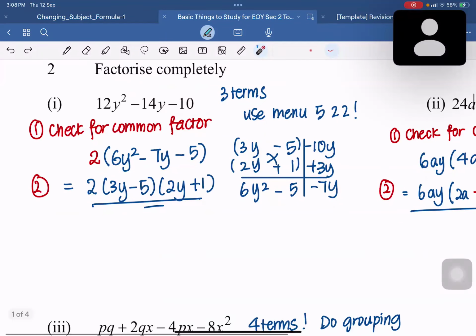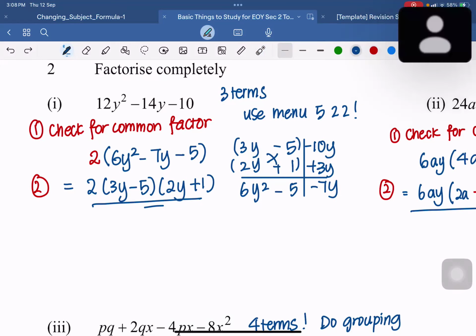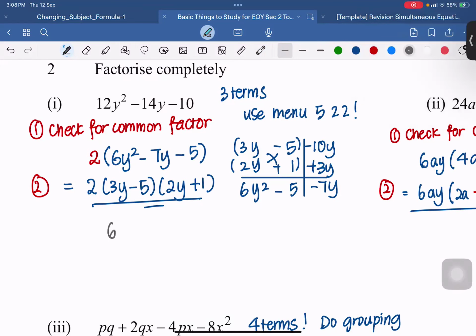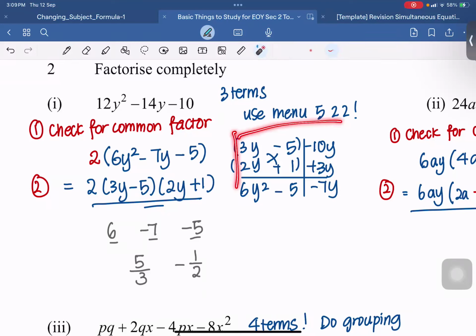Now, do you all know how to use your calculator menu 5 2 2 to get the answer? For this question, this is 6y squared, negative 7y, negative 5. If you press your calculator menu 5 2 2, then the A is 6, you press equal, negative 7 equal, negative 5 equal. Then when you press equal, there will be 2 answers. One of them will give you 5/3, the other one will give you negative 1/2. Now, what do these numbers mean? I need to plug them into my working.